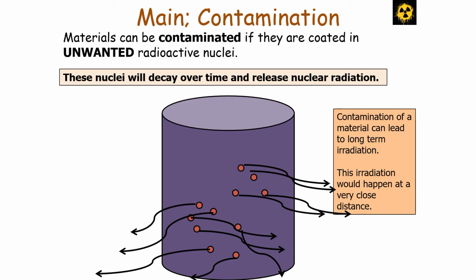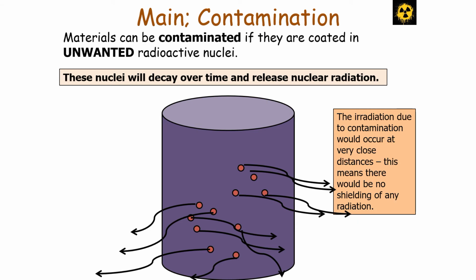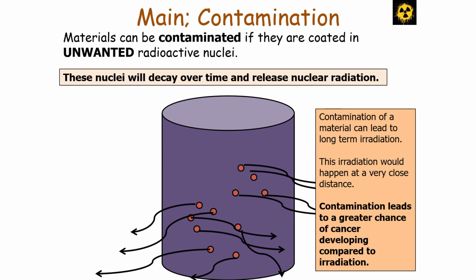Now, contamination of a material can lead to long-term irradiation, and this irradiation would happen at a very close distance because the unstable nuclei, the radioactive nuclei, are on the actual object. So this means a contaminated object will receive a high dose of radiation, which would increase the chance of harm. Now, the irradiation due to contamination would occur at very close distances, which means that there will be no shielding of any radiation. So again, this would increase the chance of harm. Now, it's important to know that contamination leads to a greater chance of cancer developing compared to irradiation.